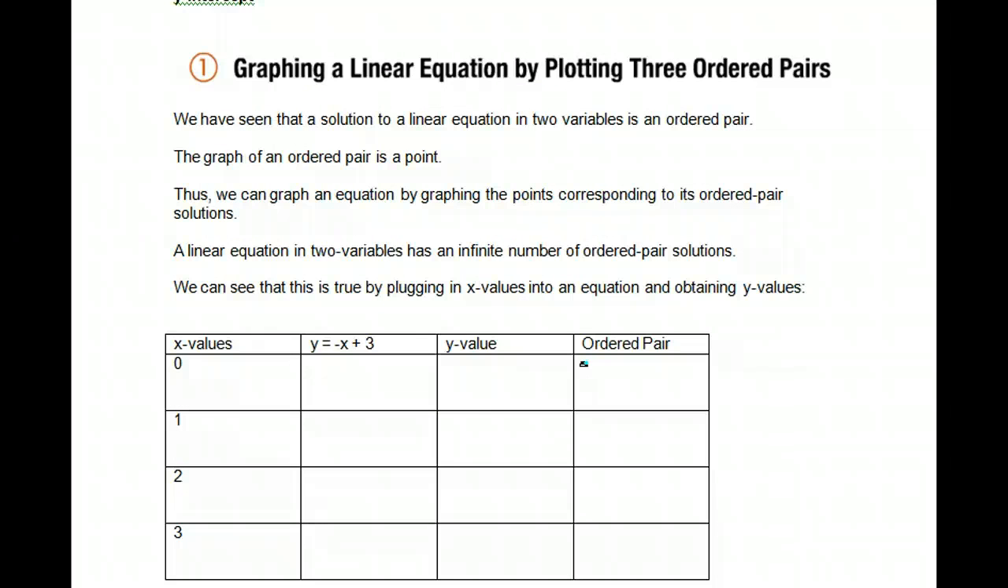We have seen that a solution to a linear equation in two variables is an ordered pair. We covered that in the last section, section 7.1. The graph of an ordered pair is a point. We also did that in section 7.1. Thus, we can graph an equation by graphing the points corresponding to its ordered pair solutions. A linear equation in two variables has an infinite number of ordered pair solutions. We can see that this is true by plugging in x values into an equation and obtaining y values.